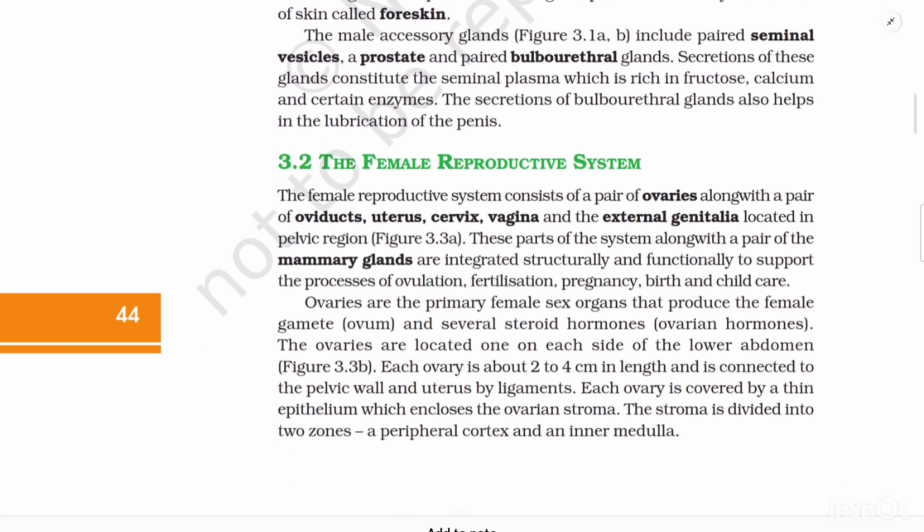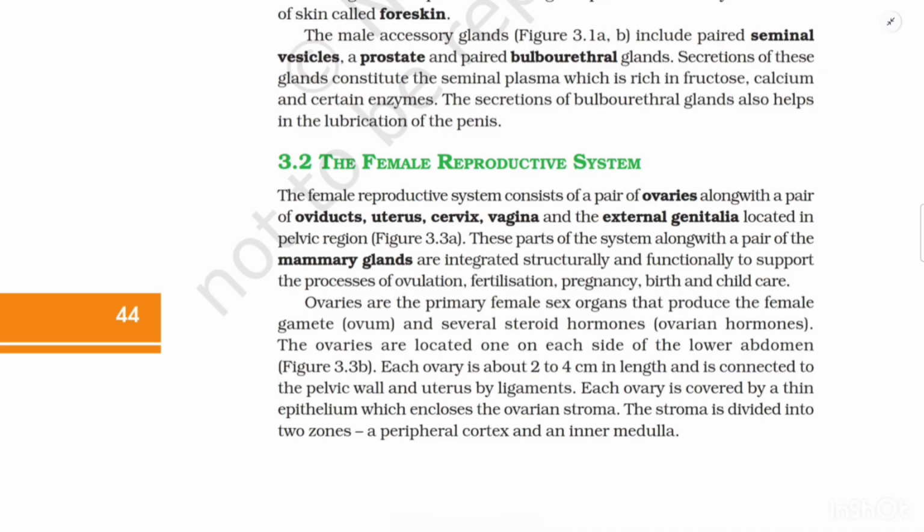3.2 The female reproductive system. The female reproductive system consists of a pair of ovaries along with a pair of oviducts, uterus, cervix, vagina, and the external genitalia located in the pelvic region. These parts of the system, along with a pair of the mammary glands, are integrated structurally and functionally to support the process of ovulation, fertilization, pregnancy, birth, and childcare.